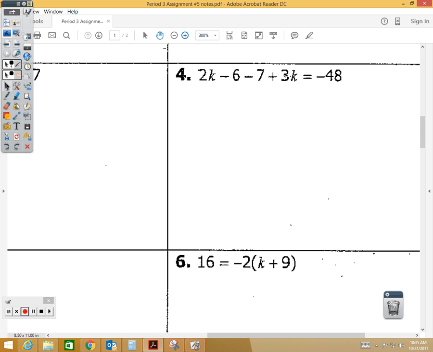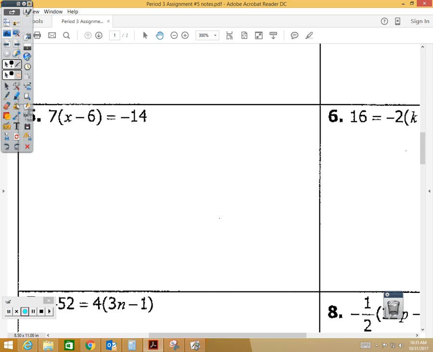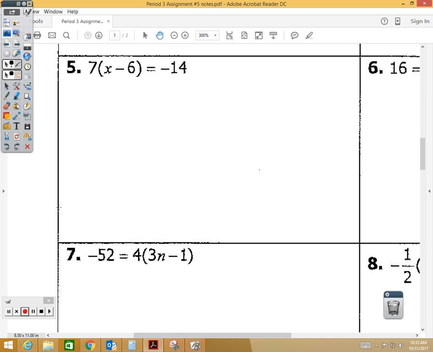Now, number 4 is really similar, so I'm just going to skip number 4. I'm going to move on down to number 5. Because what's different about number 5? You need to distribute, and you know you need to distribute because there are parentheses. So let's practice distributing real quick. When you distribute, you're doing 7 times your first number. 7 times x would give you 7x. And then you're going to do 7 times your second number. Now, when you do 7 times the second number, don't just do 7 times 6. Do 7 times negative 6. It's going to make your life easier, okay? 7 times negative 6 is negative 42.